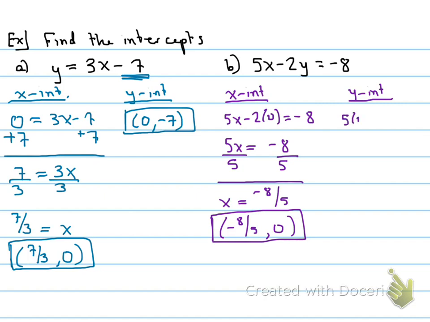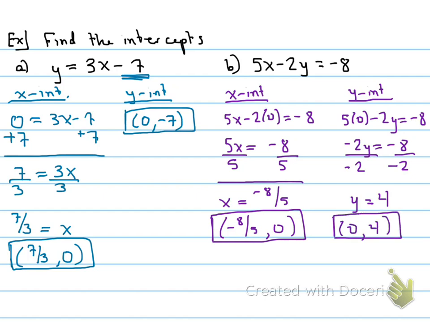To find your y-intercept, we're going to plug 0 in for x. So we're going to get 5 times 0 minus 2y is equal to -8. Well, once again, anything times 0 is 0. So that gives us -2y equals -8. We're going to divide both sides by -2, and we get y is equal to 4. We write that as a point, and that's going to be 0, 4. So those are examples with intercepts.